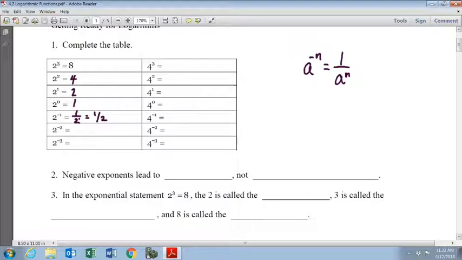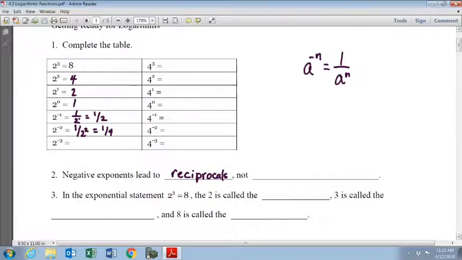And 2 to the negative 2 power would be 1 over 2 squared, or 1/4. In fact, notice the pattern here. 2 to the first power is 2, and 2 to the negative 1 power is 1/2. 2 squared is 4, and 2 to the negative 2 power is 1/4. So I always say that negative exponents lead to reciprocals.